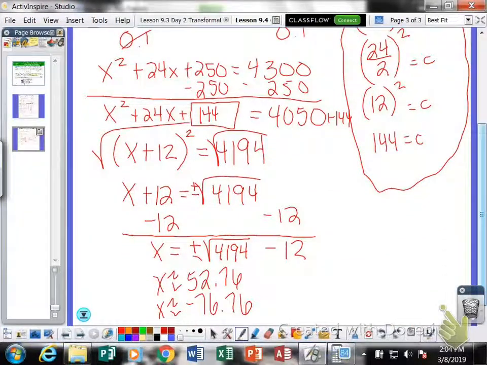But if we go back to our original question, how many jerseys can they purchase for $430? I have two possible answers. The negative one we can rule out because you can't have negative jerseys. With the 52.76, we have to decide, do I round up or round down? In this case, we want to say 52 jerseys, because if we round it up to 53, we're not going to have enough money. We're actually going to go over. So we can buy 52 jerseys with that amount of money.